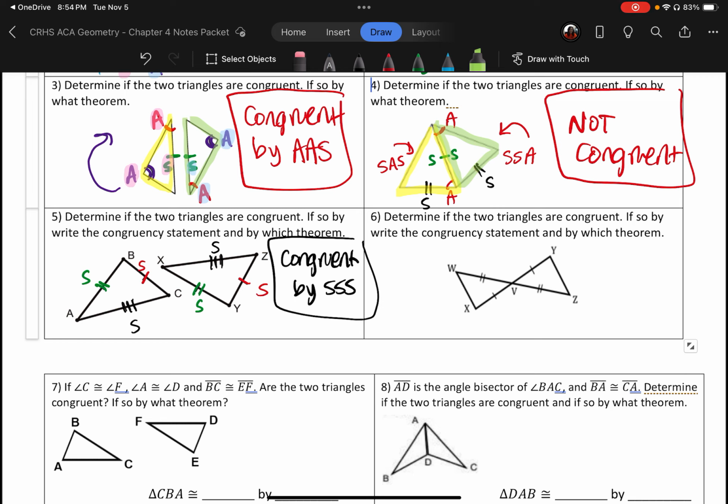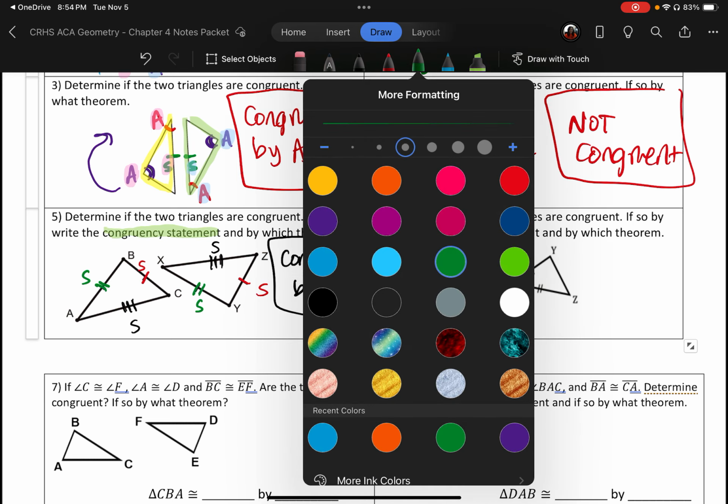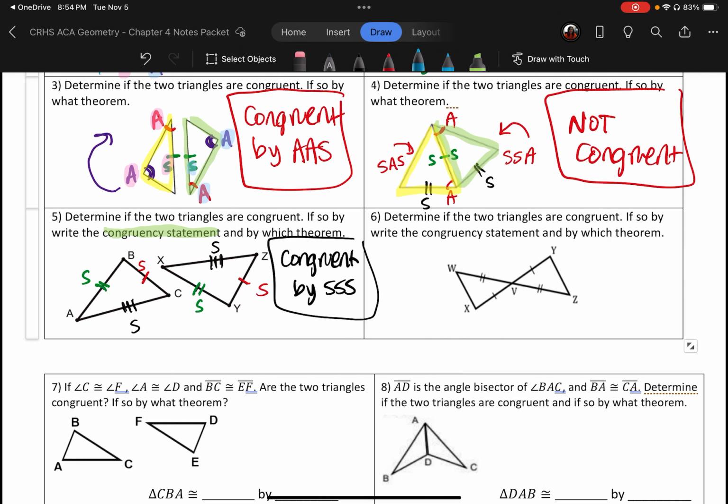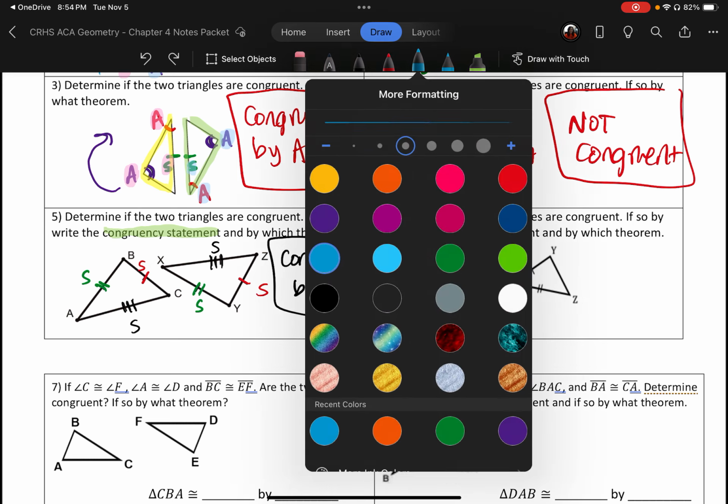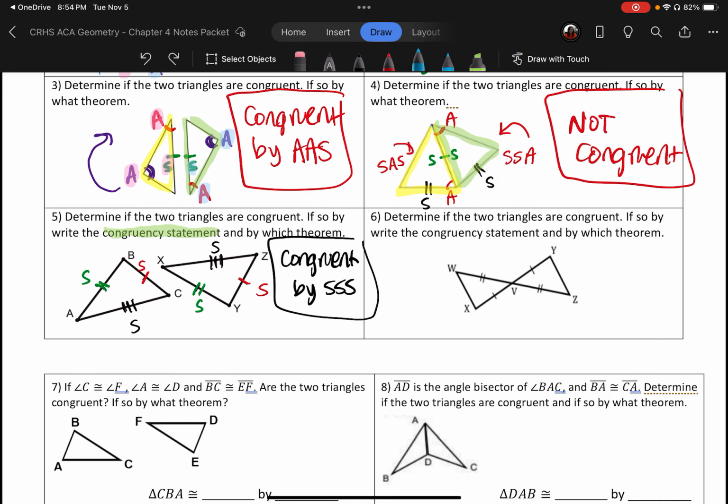Okay. Now, one thing I want to bring your attention to is that this question is slightly different. It says determine if the two triangles are congruent. We did. We just said they're congruent. But now it says, if so, write the congruency statement. I'm going to show you what a congruency statement is. A congruency statement is something you have actually already seen before. It is a statement that has a congruent symbol in it.